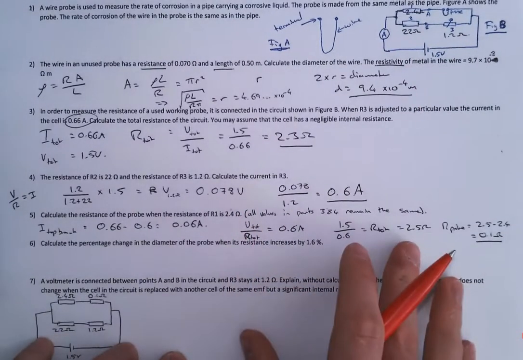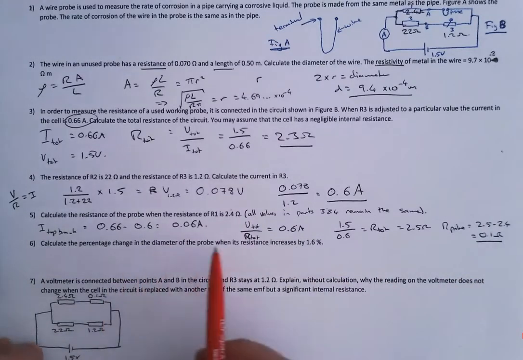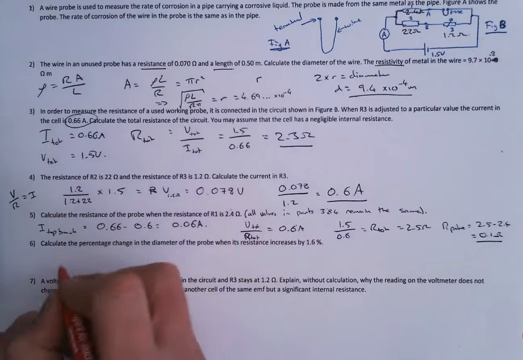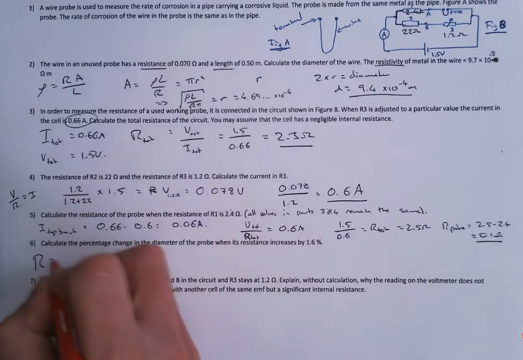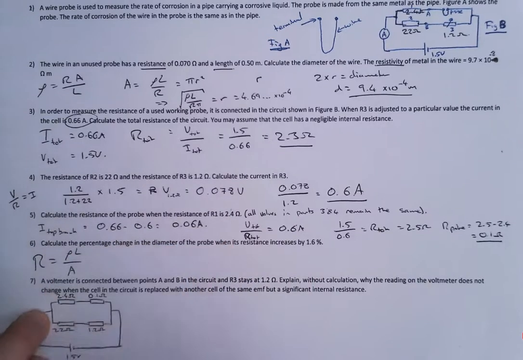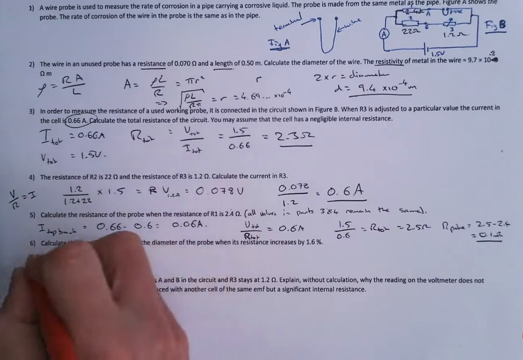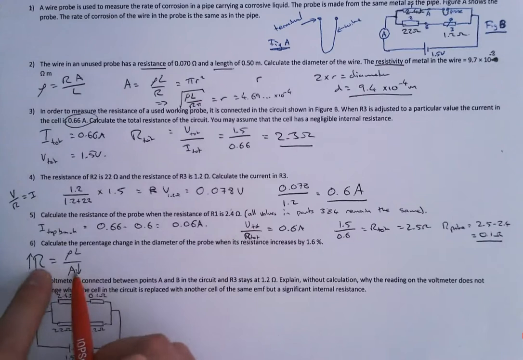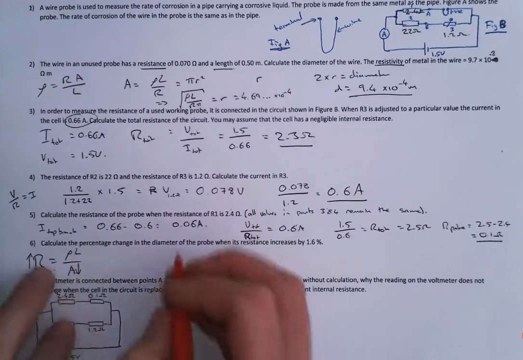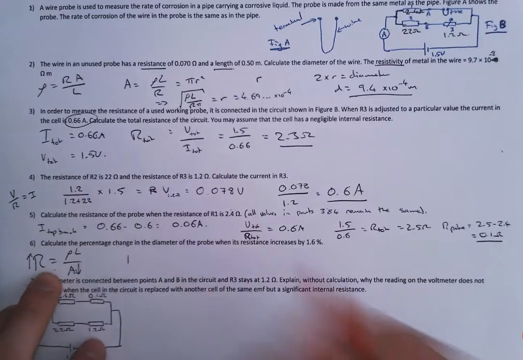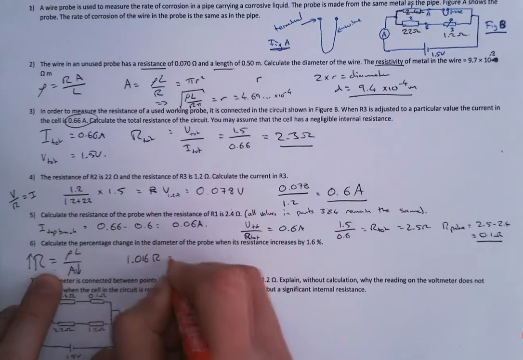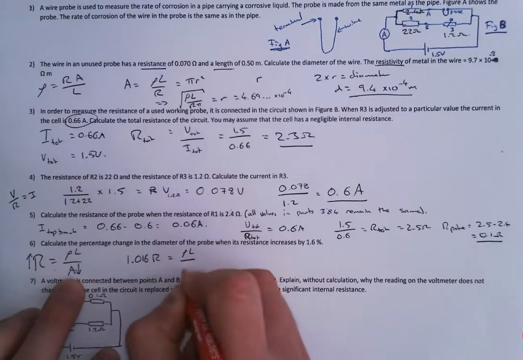Calculate the percentage change in the diameter of the probe when its resistance increases by 1.6 ohms. So if we write down our relationship between resistance and area, we can see that if the resistance increases, the area must decrease to make this work. So if the resistance increases by 1.6%, that's the same as saying 1.016 R is rho L over A.